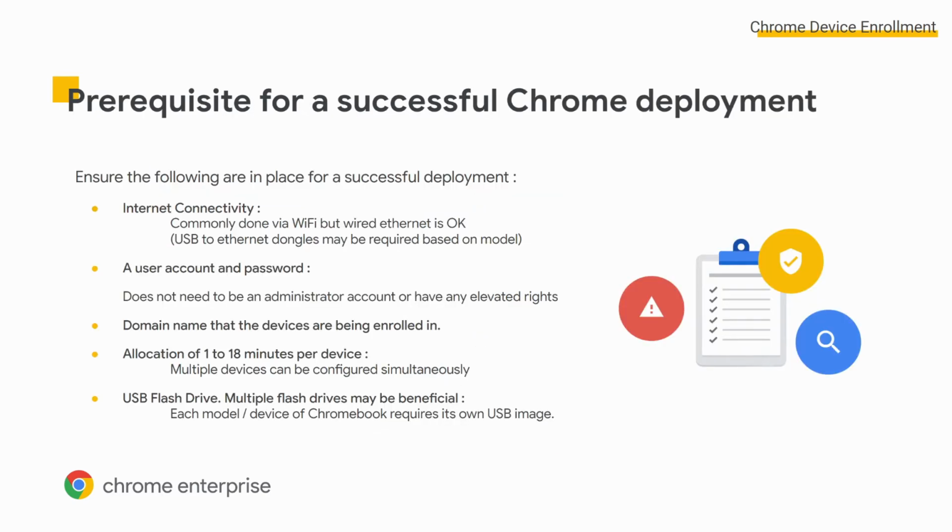For a successful Chrome deployment, ensure that the following are in place. Internet connectivity. It's not possible to enroll your Chromebook without internet access. To enroll the device, a user account from your domain is mandatory. This account doesn't have to be administrator, but you can create a new one specifically for enrolling devices and use this login for that purpose only. This can be given to partners to help in enrolling your devices as well.